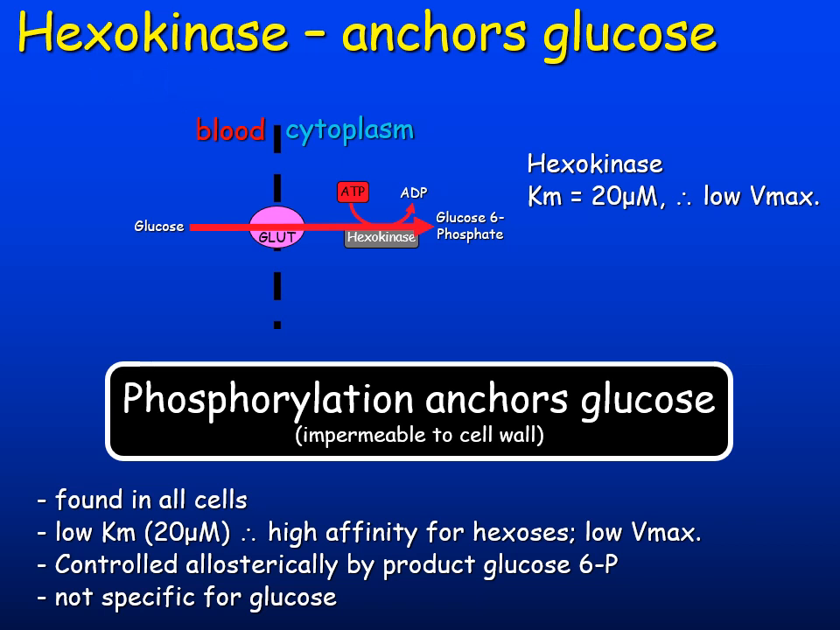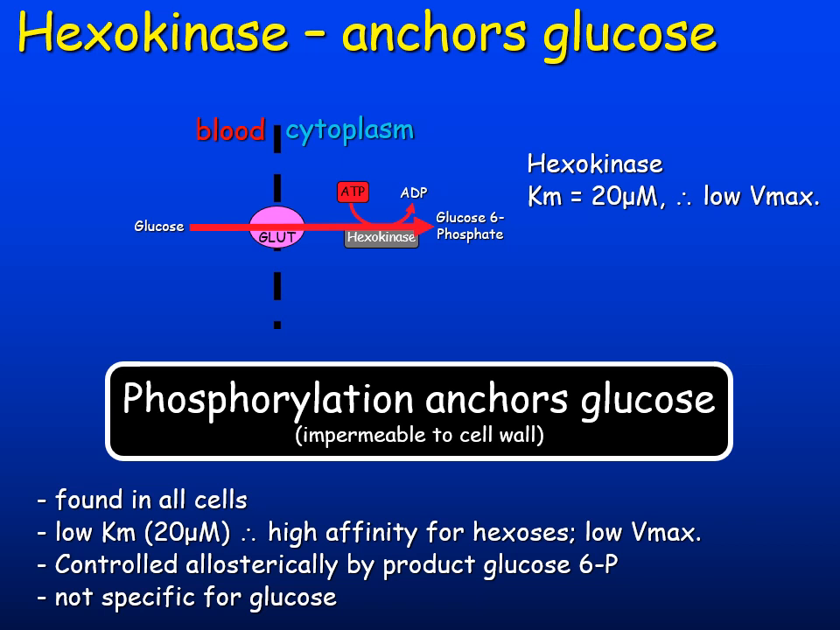Now the key job of hexokinase is to phosphorylate glucose, and by phosphorylating it, you anchor it within the cell. So this phosphate group effectively means that glucose is not permeable back through the cell wall or out through those GLUT transporters. So this is a very crucial first step. It's effectively locking glucose inside the cell so that the cell can use it. Now, in part, hexokinase is controlled allosterically by its product, glucose 6-phosphate, which of course slows it down.